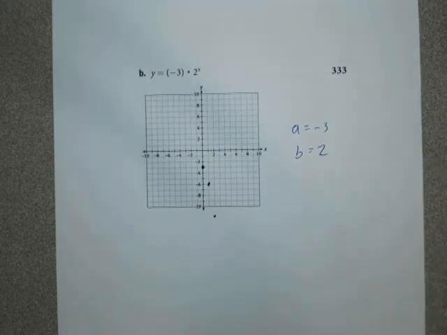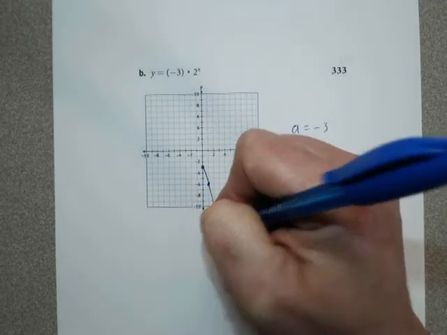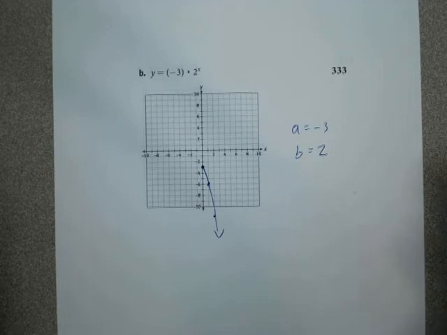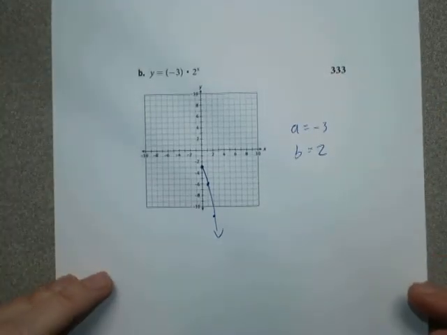I could keep going, but I'm well off of my graph, so I'm not going to keep going. I'm just going to connect these dots and I get this. It is not linear. It looks a little bit linear, but it's because the graph is kind of condensed. It is not linear, it is curving. So this is an exponential function.